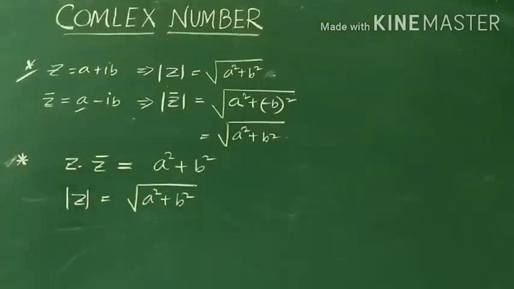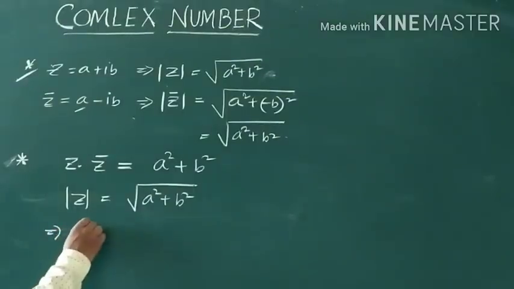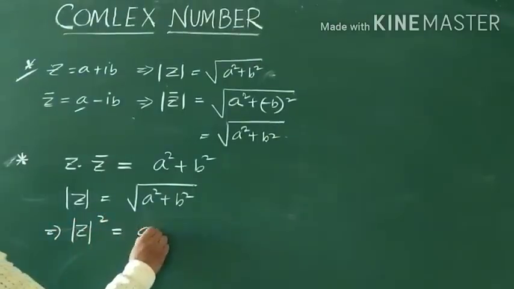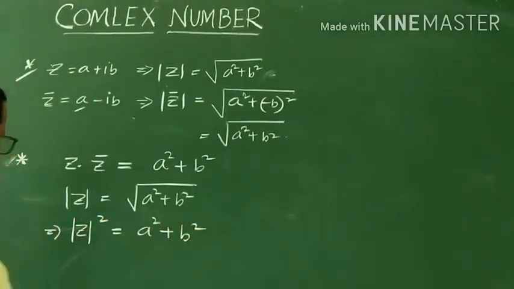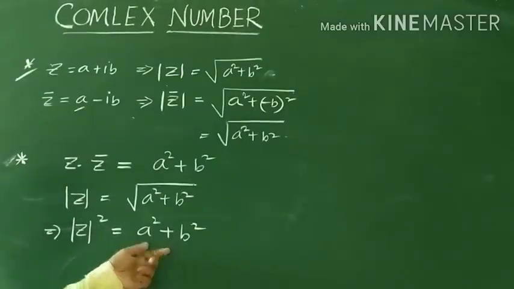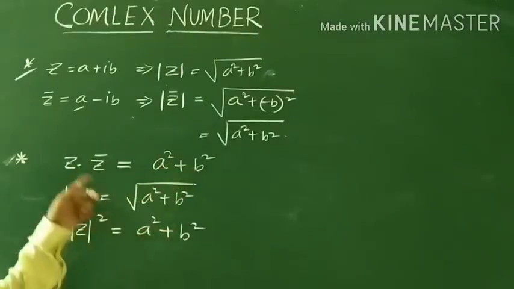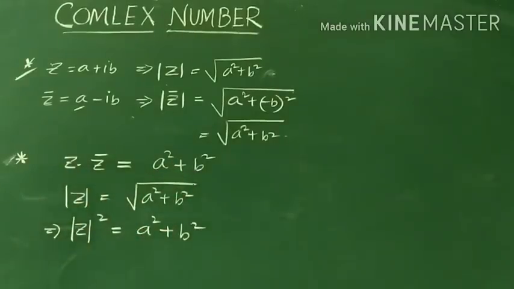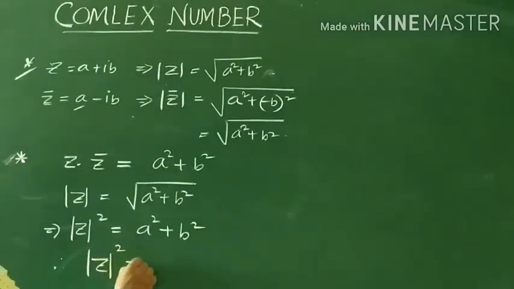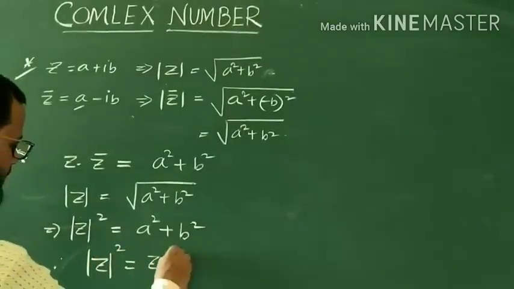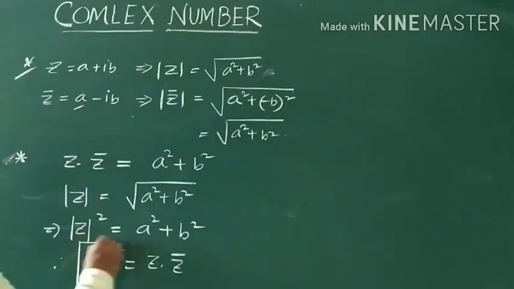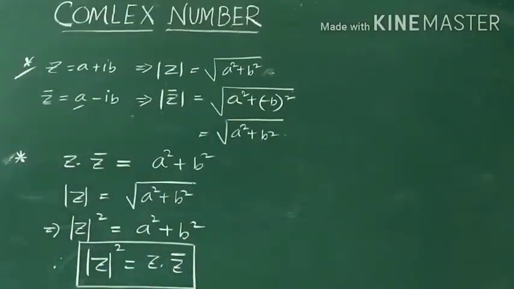ठीक है. And what will be modulus of z whole square? Modulus of z whole square is equal to a square plus b square, दोनों में स्क्वायर करें. ठीक है. Modulus of z whole square is equal to a square plus b square. Z into z bar equal to a square plus b square. So both are the same. Therefore you can say modulus of z whole square is equal to z into z bar. Very important result. Very important. Excellent. Okay, ये बहुत ही important है.